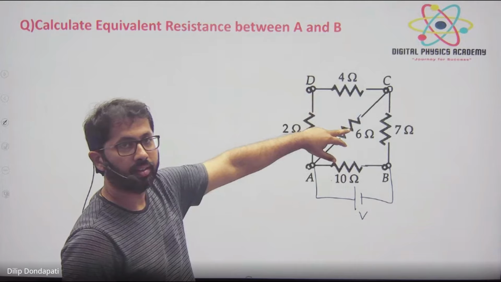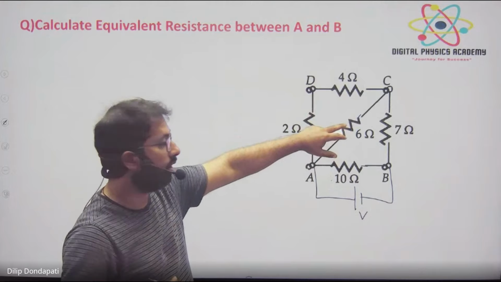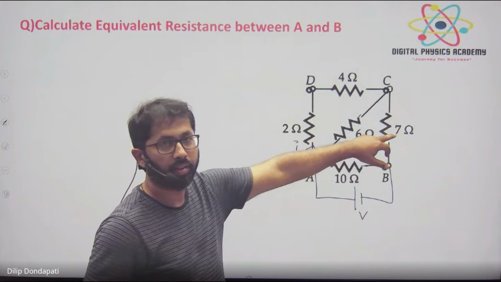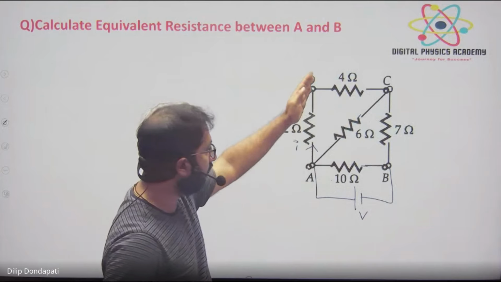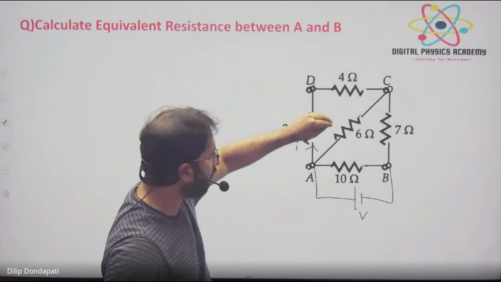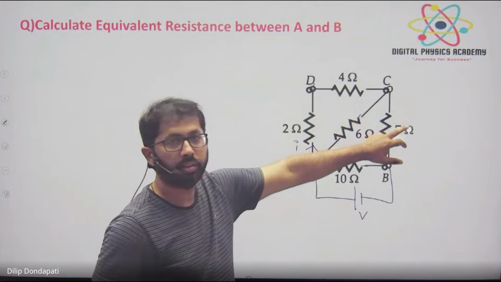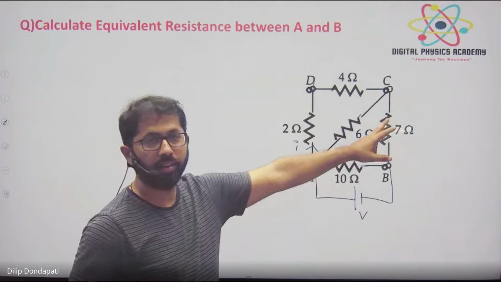Parallel. Parallel means what is R equivalent? 6 by 2, which is 3. Now 3 and 7 are in series or parallel? Series. Understood? First finish one branch completely, then this one will come. Now 3 and 7 is how much? 10.